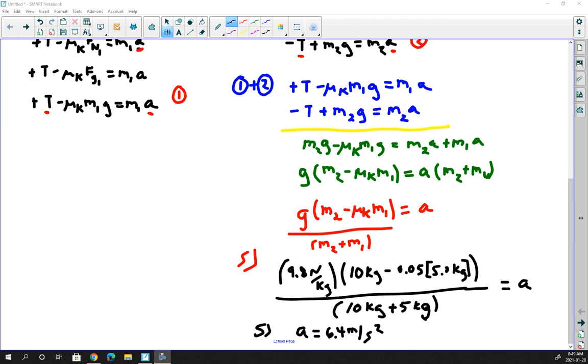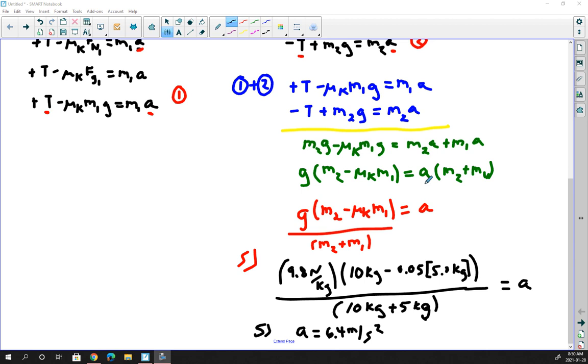Okay, so I plugged in the numbers. Notice all the substitutions when you plug in the numbers with this method, they're all positive. I'm never going to put in a negative 9.8 here. It's all positive. The directions have been taken care of a long time ago when we imposed those positive and negative signs from the free body diagram. So there you have it. There's your acceleration.